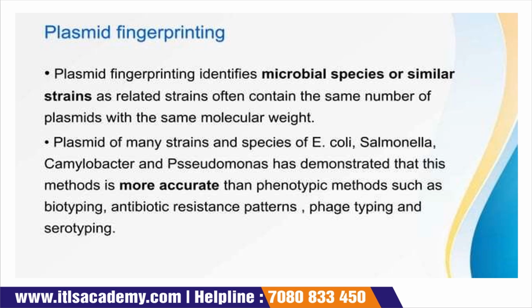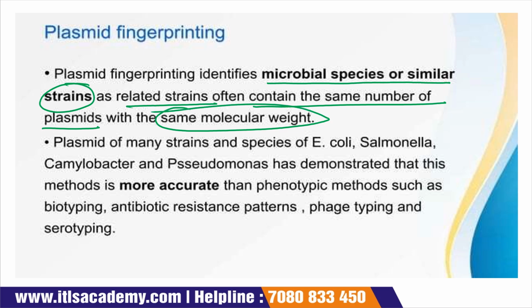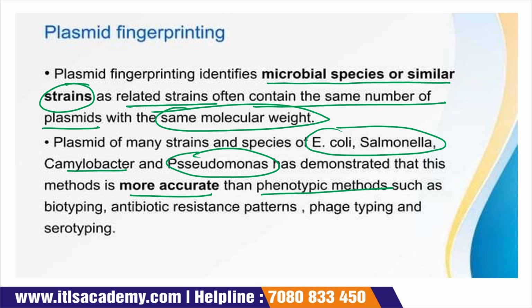Now, plasmid fingerprinting. Plasmid fingerprinting identifies microbial species or similar strains, which often contain the same number of plasmids with the same molecular weight. Okay, the plasmids of many strains are used for the identification of species, that is E. coli, Salmonella, Campylobacter, and Pseudomonas, which demonstrates that this method is more accurate than phenotypic methods like biotyping, antibiotic resistance pattern, phage typing, and serotyping.